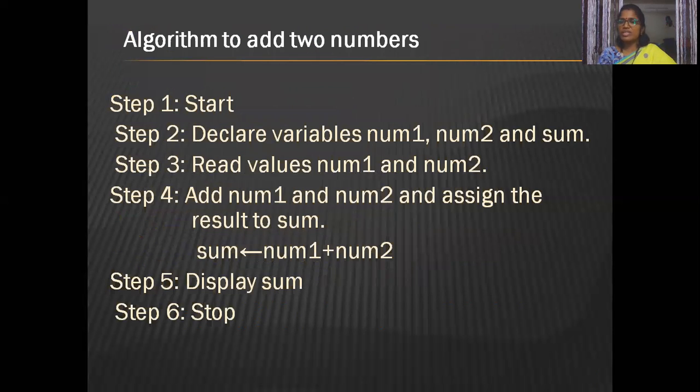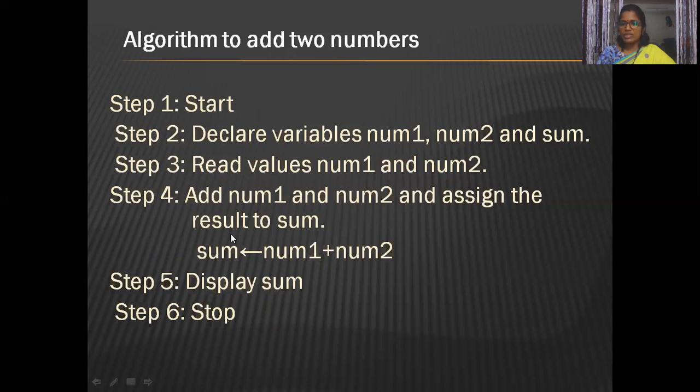I have just given an example of addition of 2 numbers. First we have to give an input. Start, declare variables number 1, number 2 and sum. You take 2 variables, number 1 and number 2, and the third one is the sum, where you want to store the result. First indicate the 3 variables with which you are working. Read values number 1 and number 2. Then add number 1 and number 2 and assign the result to sum, written as number 1 plus number 2.